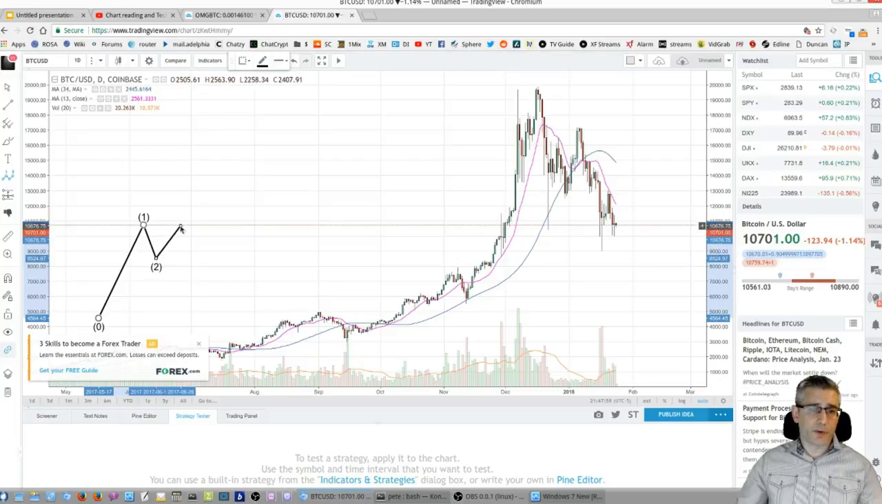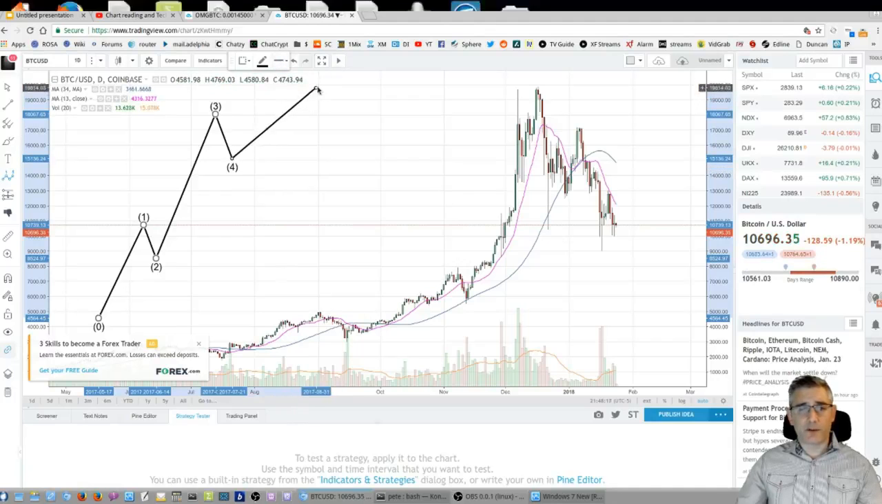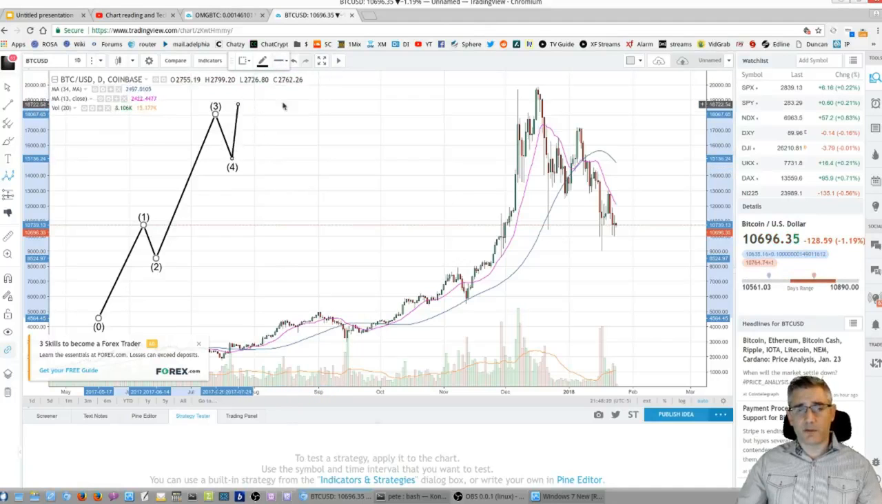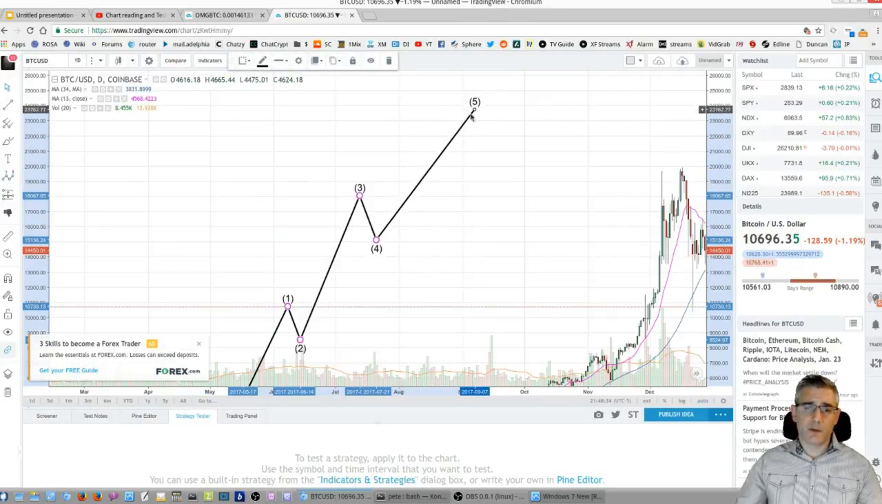And I'm going to draw the third leg. Typically the third leg is going to be longer than the first leg. See, it's a little bit longer. And then the fourth leg is going to be similar to 2, and this could be anywhere as long as it's coming down. And then the fifth leg can be anywhere. Sometimes it's higher than 3, sometimes it's lower, so the fifth leg can be anywhere between 1 and 3, or even longer than 3.